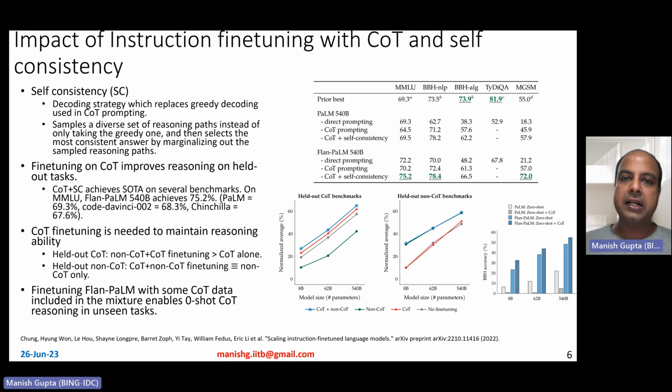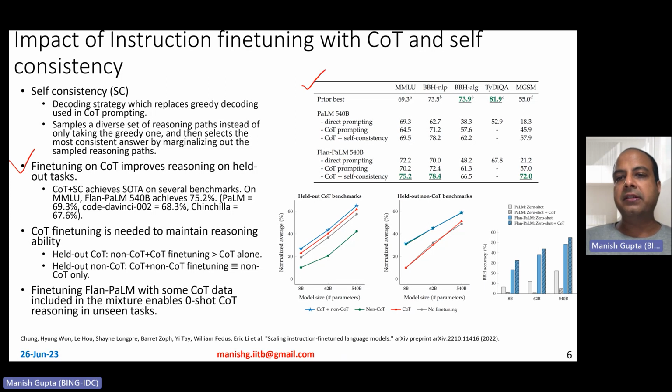To reach a final answer, you can take several paths, but you can still reach the final correct unique answer. So the idea is, why choose the most greedy path only, right? You could choose multiple paths and still try to get to the same answer, thereby improving the overall learning. Self-consistency has been shown earlier to work really well with chain of thought prompting, and therefore they use self-consistency in this work as well. What is observed is that fine-tuning on chain of thought improves reasoning on held out tasks.